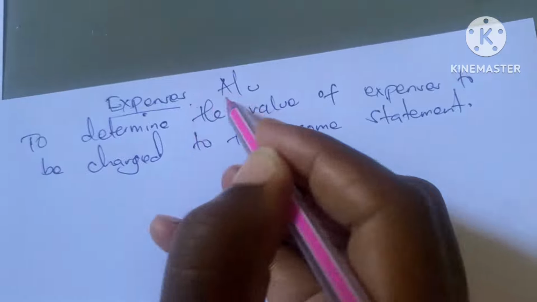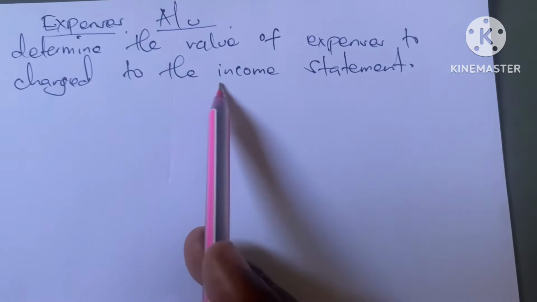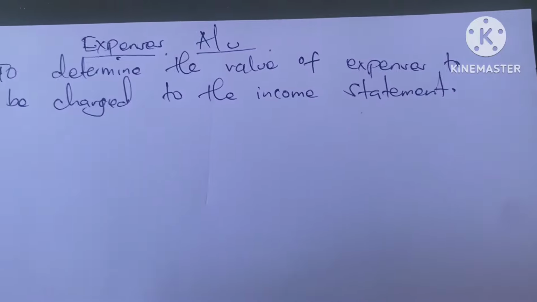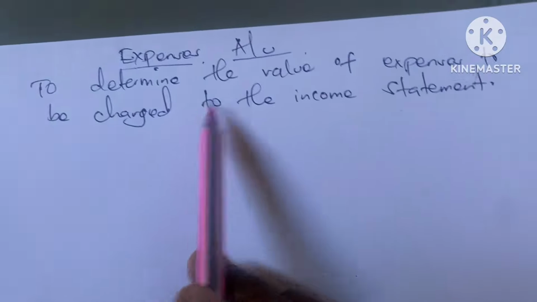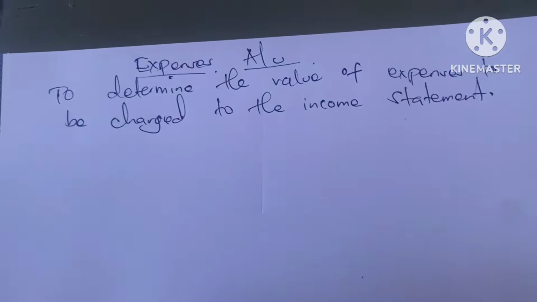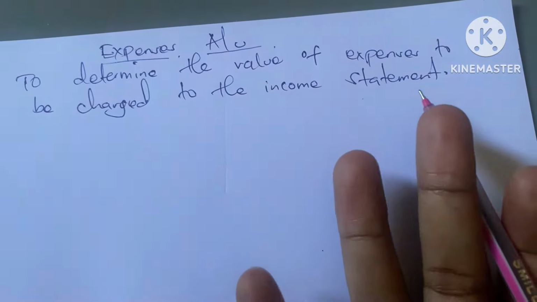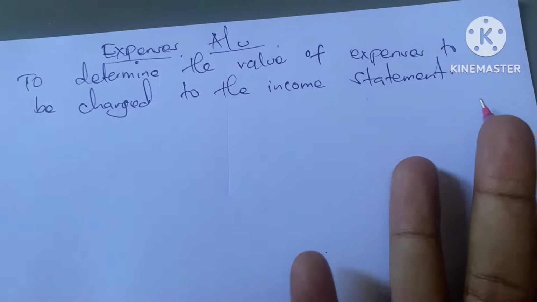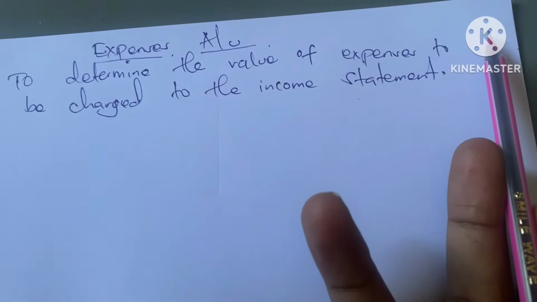So let's look at the expenses account, still in single entry and incomplete records. The expenses accounts are used to determine the value of expenses that are to be charged in the income statement. So we only prepare the expenses account when they've given you more than one figure for one expense. They give you the opening balance for wages, then the wages spent during the year, then the closing balance for wages. Then you know that you're supposed to prepare the expenses account for that expense.